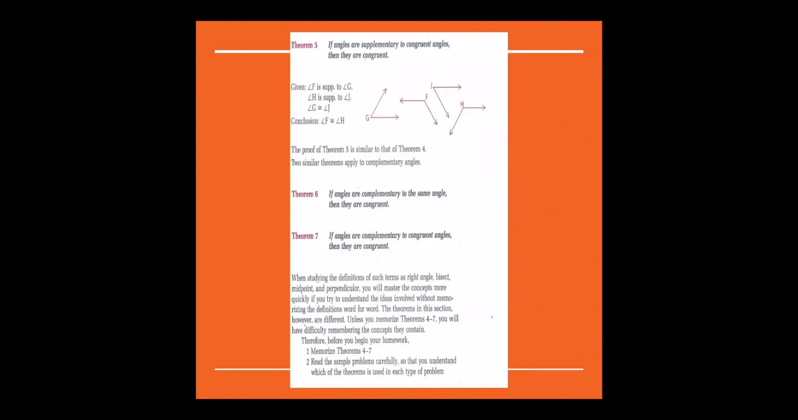Here's theorem 5. If angles are supplementary to congruent angles, then they are congruent. So our given statement is that angle F is supplementary to angle G, angle H is supplementary to angle J, and angle G is congruent to angle J. We have to conclude that angle F is congruent to angle H.